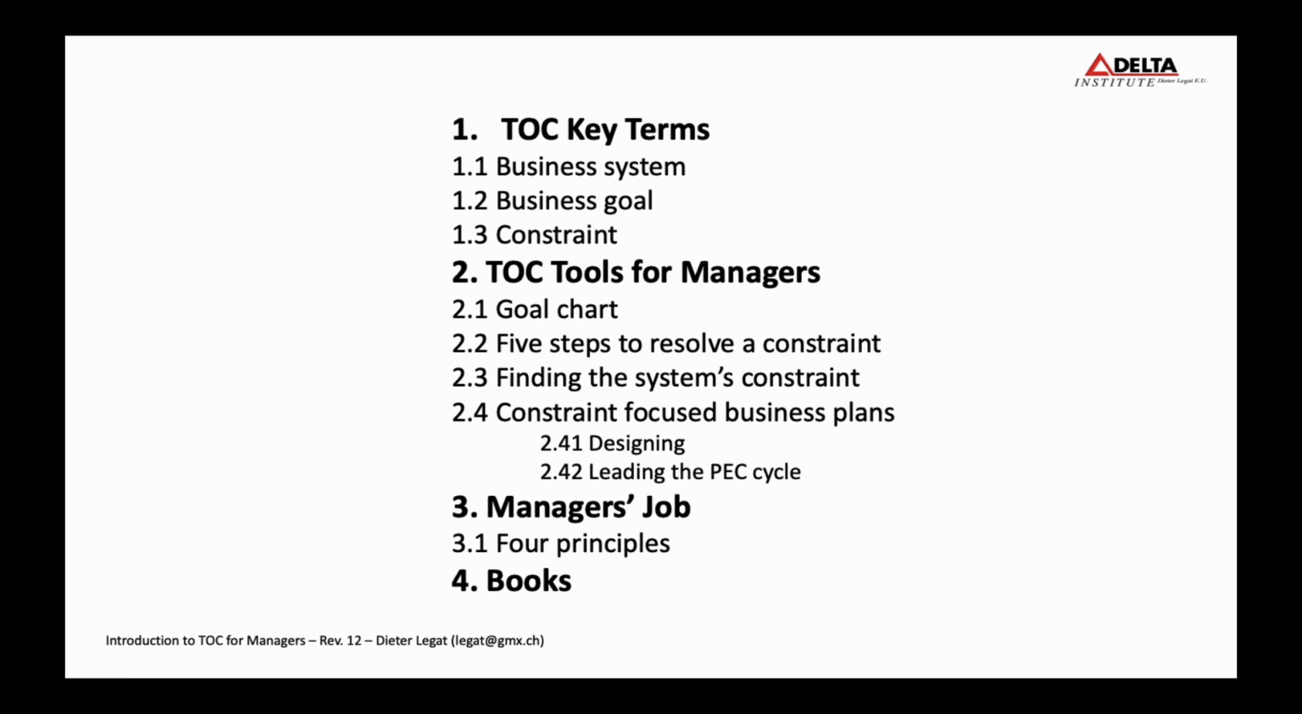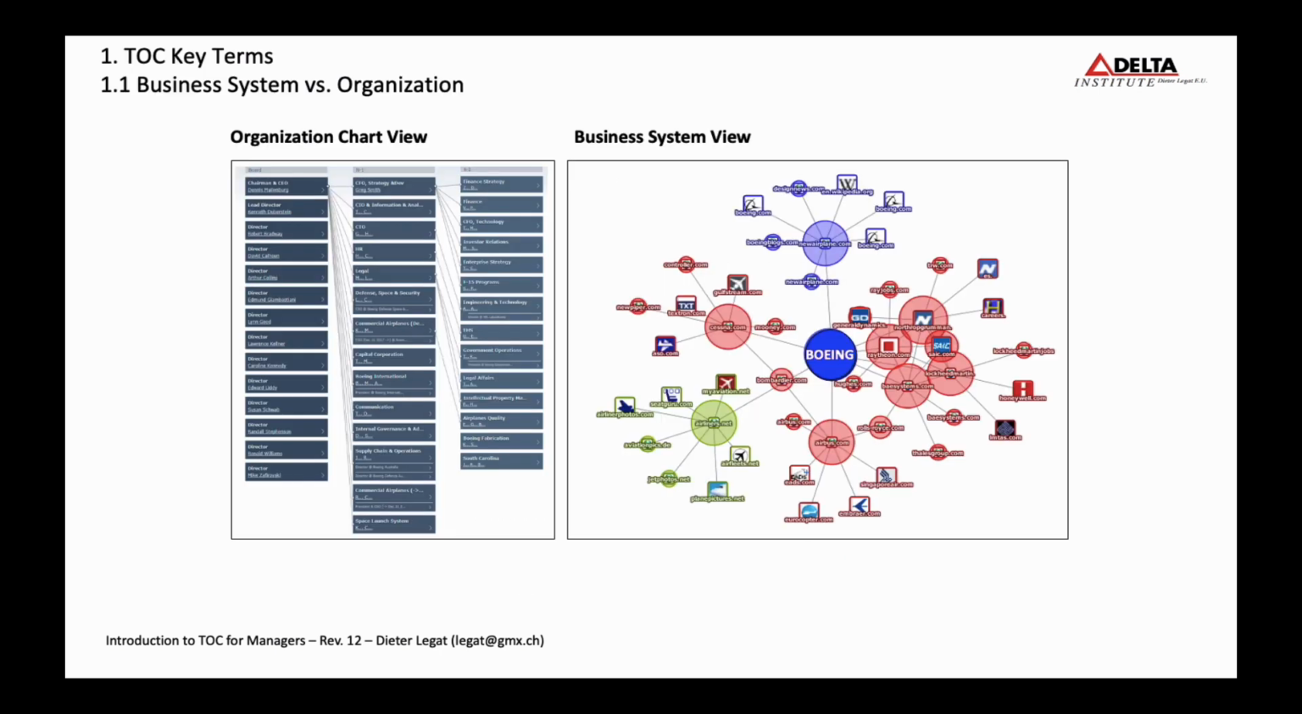In the second part, I will present four key tools for managers: the goal chart to track progress to the goal, the five-step process to resolve a constraint, how to find a constraint, and constraint-focused business plans. Part 3 then sums up what managers must do, which principles they must follow to use the constraint-focused approach, and in Part 4 I will share a few books that helped me personally a lot in this subject.